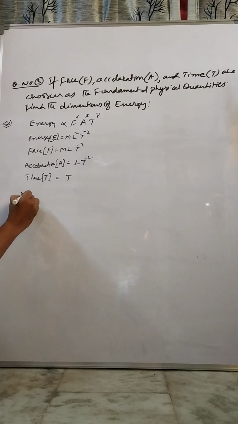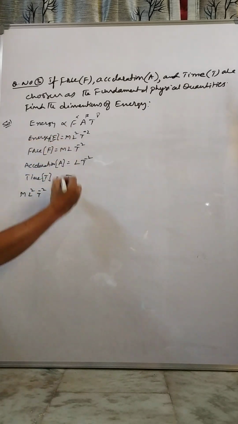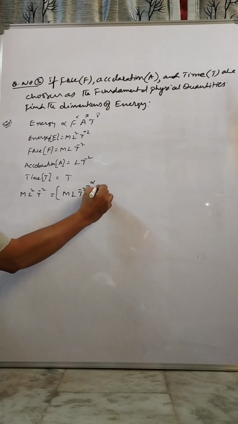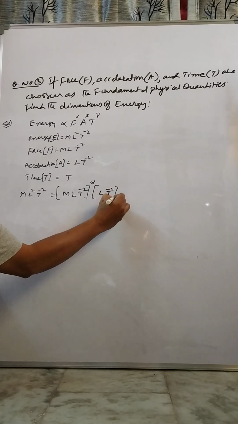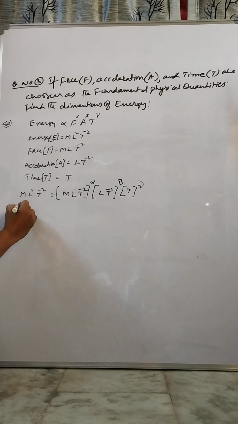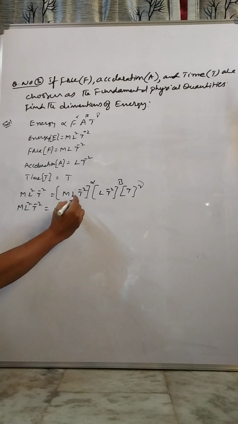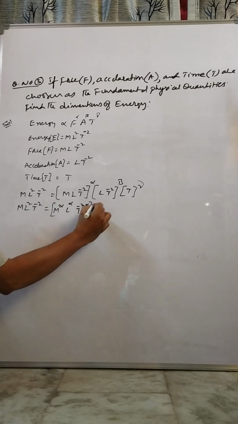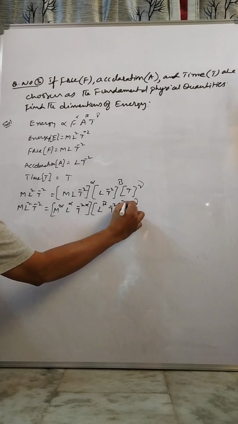Energy is replaced by M L square T power minus 2 is equal to force. Force is equal to what? M L T power minus 2, it depends on alpha times, into acceleration. Acceleration is equal to L T power minus 2 power beta times, into time power gamma times. So simplify this equation. M L square T power minus 2 is equal to M power alpha, similarly L power alpha T power minus 2 alpha, isn't it, into L power beta T power minus 2 beta into T power gamma.